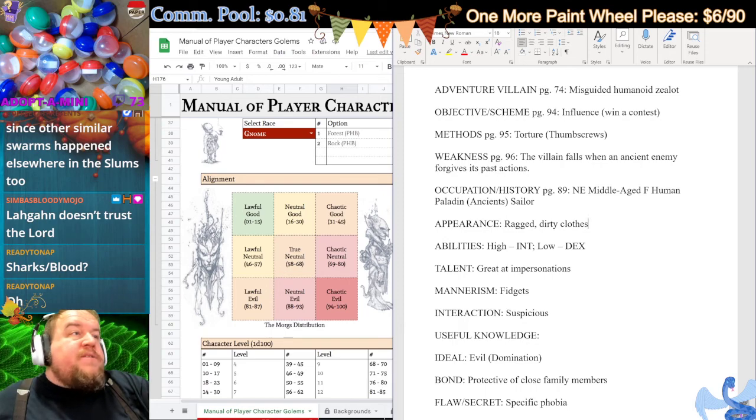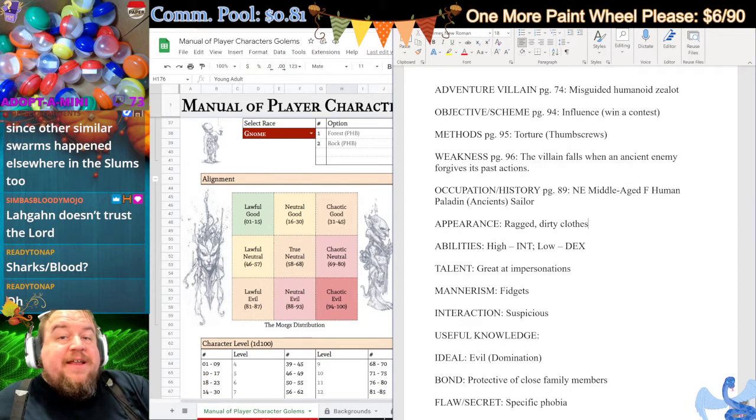the undead swarm has the team wondering if the local lord is involved, since other similar swarms happened elsewhere in the slums too. Ah, so it wasn't an isolated incident.